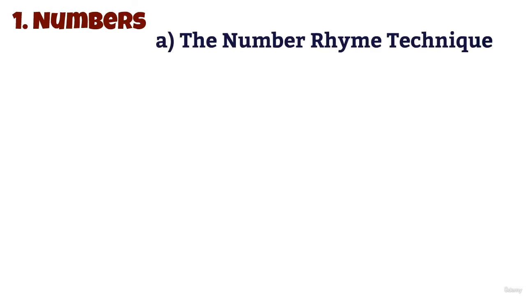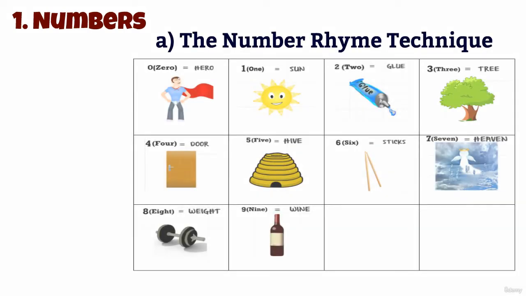The number rhyme technique has a code consisting of 10 images, each associated with the digits from 0 to 9, each image rhyming with the sound of its number. 0 is hero, 1 is sun, 2 is glue, 3 is tree, 4 is door, 5 is hive, 6 is sticks, 7 is heaven, 8 is wait, and 9 is wine.